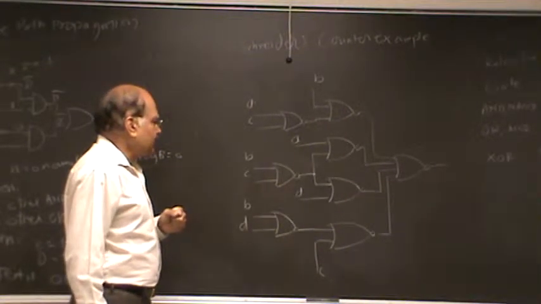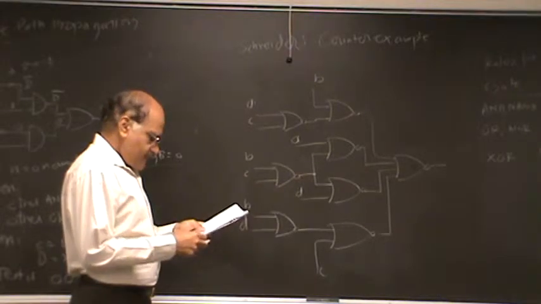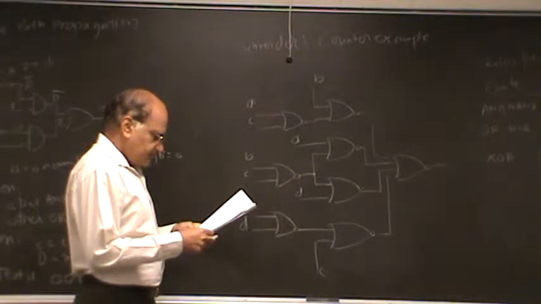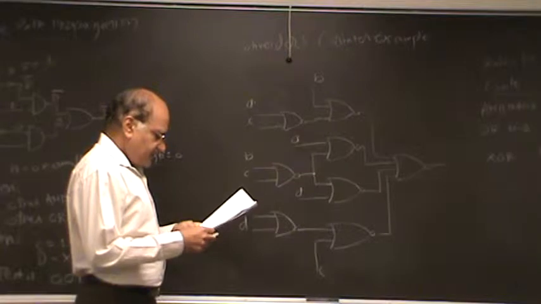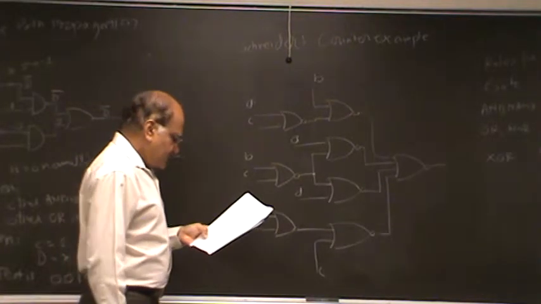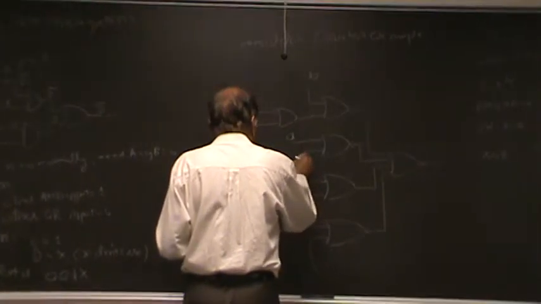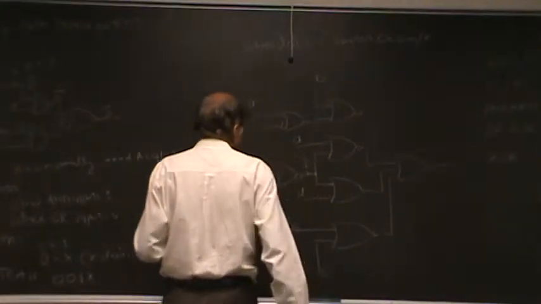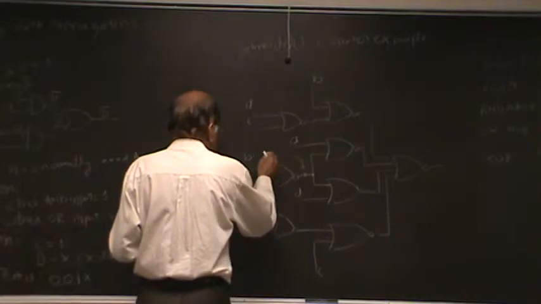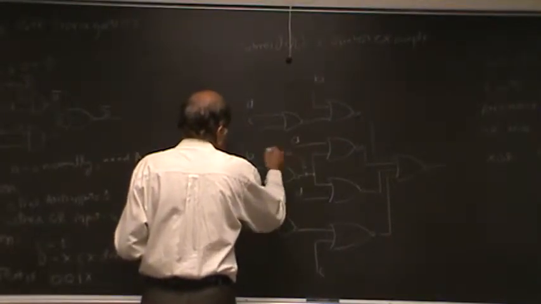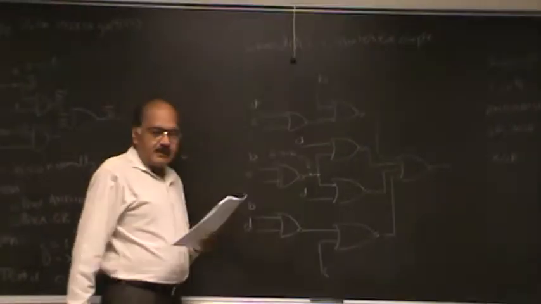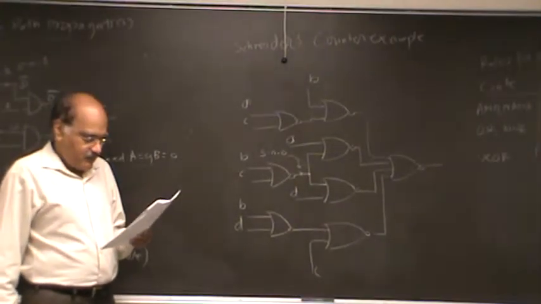So this is a circuit with 4 inputs. And let us assume that we have a fault right here. And here we have a stuck at 0. And we want to find a test for this.